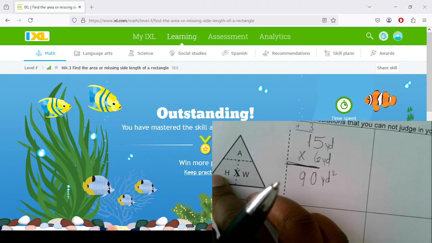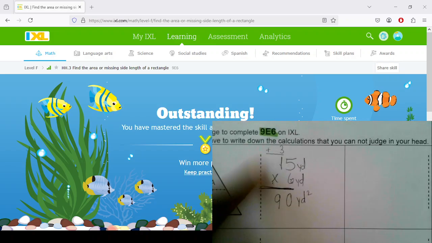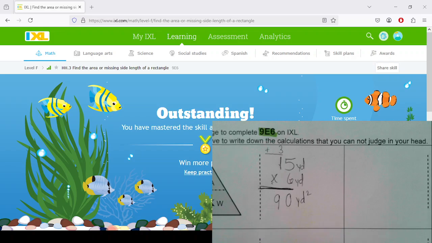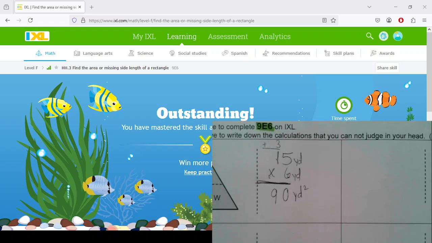And I'm done. I didn't have to write much at all. There was one calculation that I had to do. If I had missed any, I would have started writing them down. Accuracy matters.